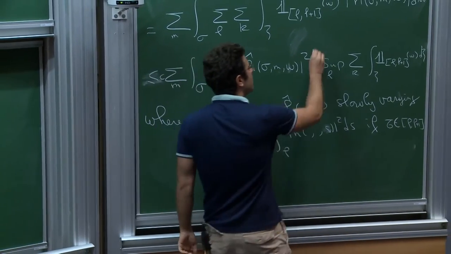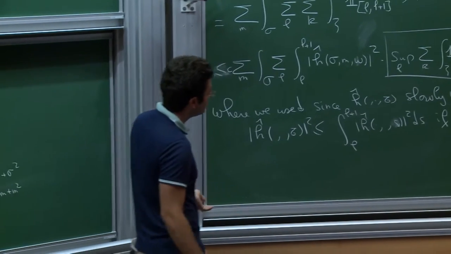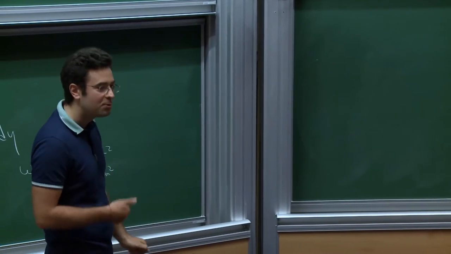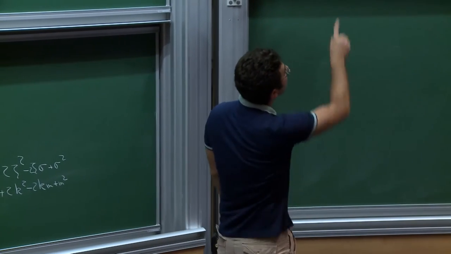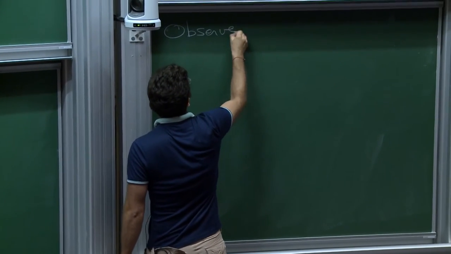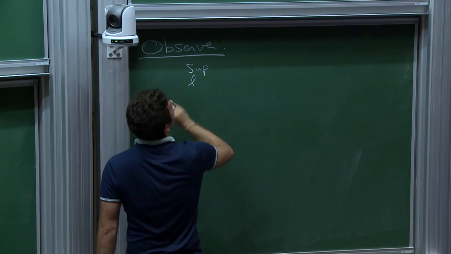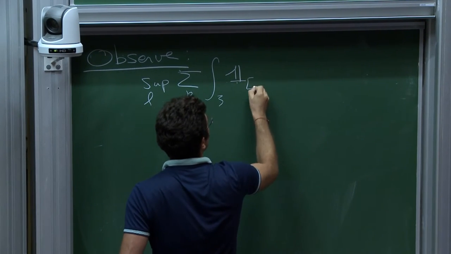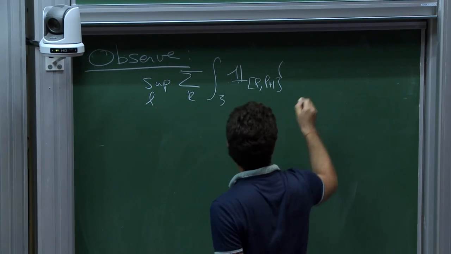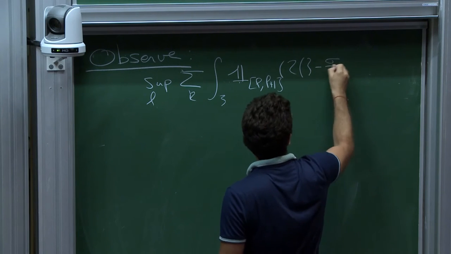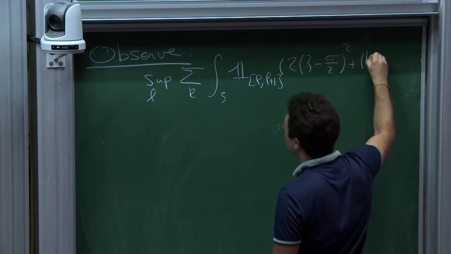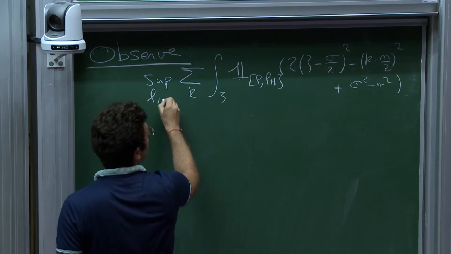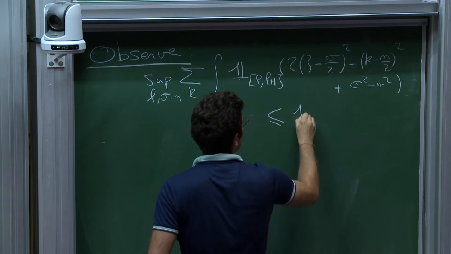Okay, so this you can always do, and in fact you could always do it whatever the width of the integral that you're choosing. But here is something that is really surprising that happens in this case. It's a nice computation, so I will let you do it on the RER when you go back home. And it is the fact that this is bounded. Of what? Well, of this quantity, 2c minus sigma over 2 squared plus k minus m over 2 squared plus something. And in fact, the sup over L, sigma, and m is uniformly bounded.